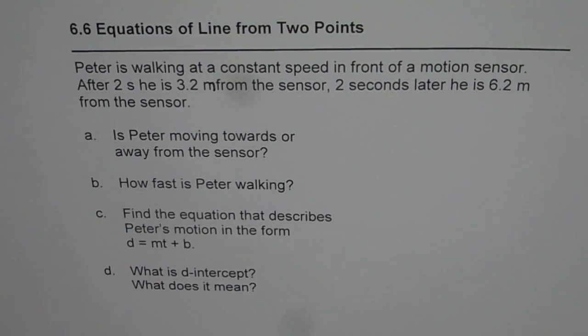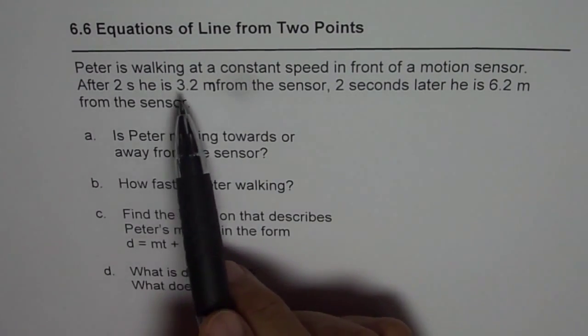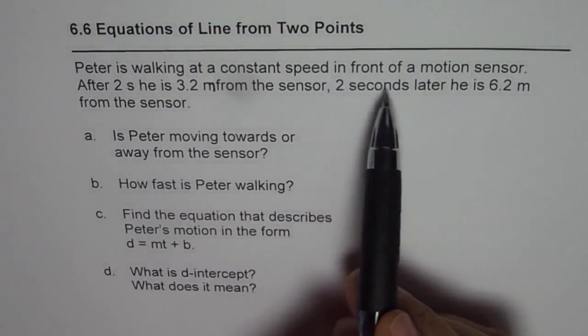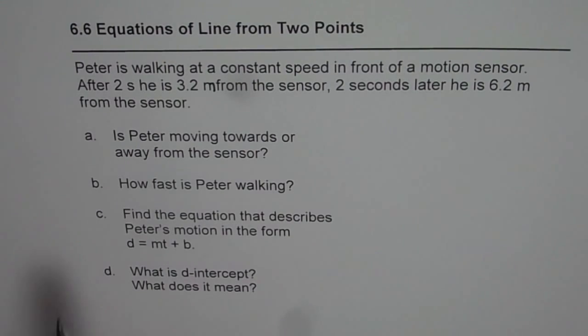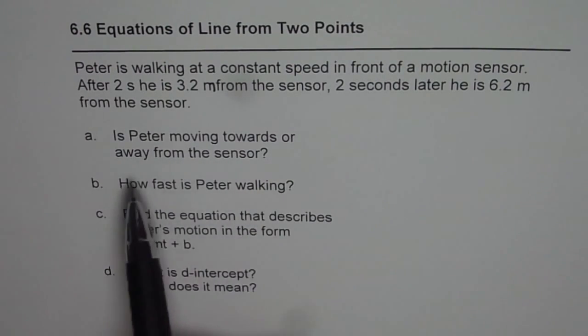I am Anil Kumar, and here is an application question to find the equation of a line from two given points. Peter is walking at a constant speed in front of a motion sensor. After 2 seconds, he is 3.2 meters from the sensor. 2 seconds later, he is 6.2 meters from the sensor. Is Peter moving towards or away from the sensor?